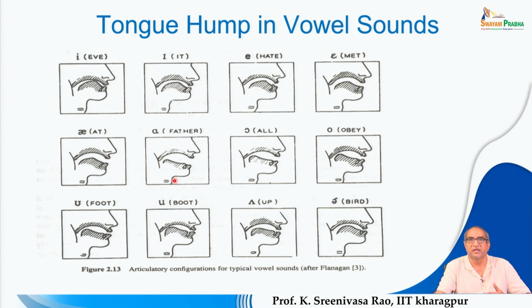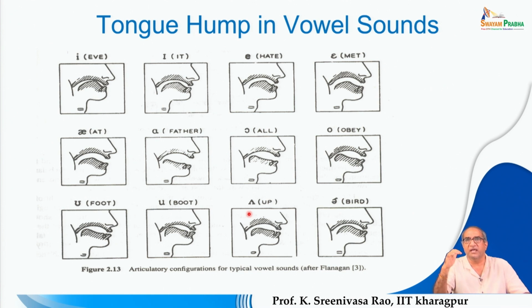There is another way of classification also, based on the height of the tongue hump. If the tongue hump is very high, it is known as a high vowel. If the tongue hump is very low, it is known as a low vowel. If the tongue hump is somewhat moderate, it is a mid vowel. So, based on the position of the tongue hump, we categorize them as front vowel, mid vowel and back vowel, and based on the height of the tongue hump, we can further categorize them into high vowel, mid vowel and low vowel.